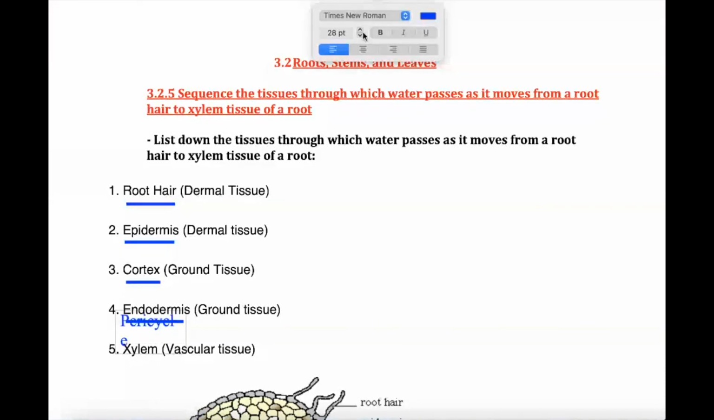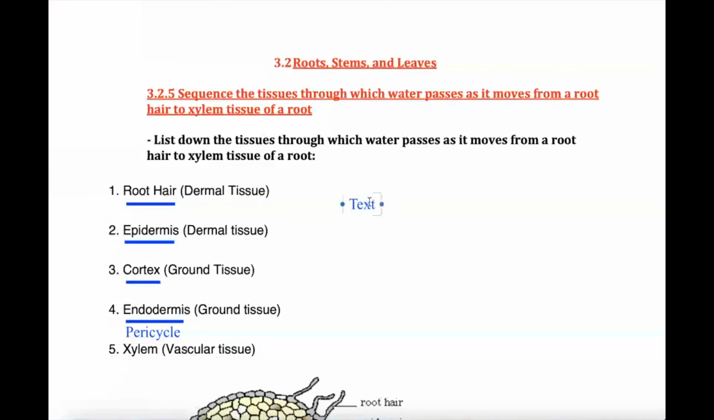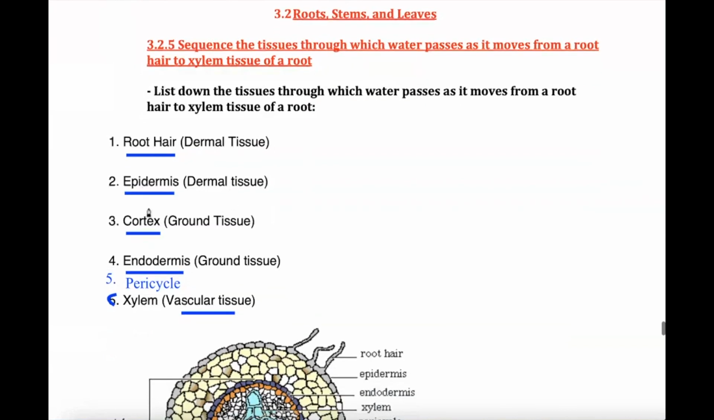So I will label it as number 5. Okay, it's missing over here. So let me just quickly label this as number 5. And then we have xylem, or the vascular tissue. So that is number 6. Okay, so root hair to epidermis, epidermis to cortex, cortex to endodermis, then pericycle, then xylem.